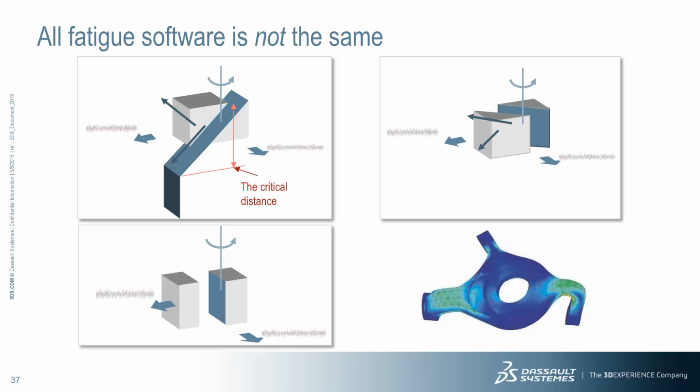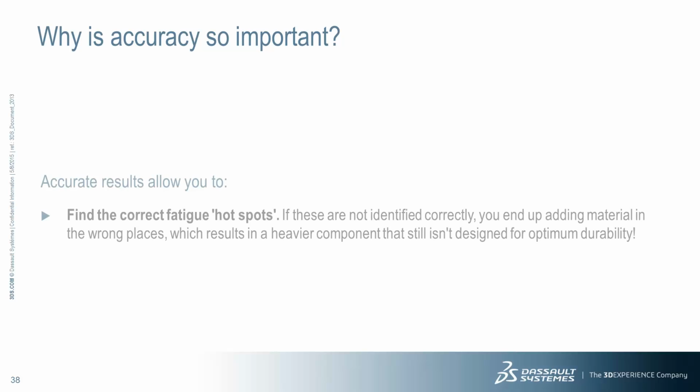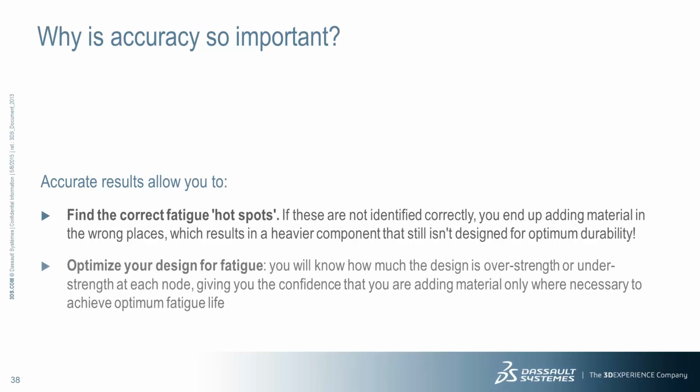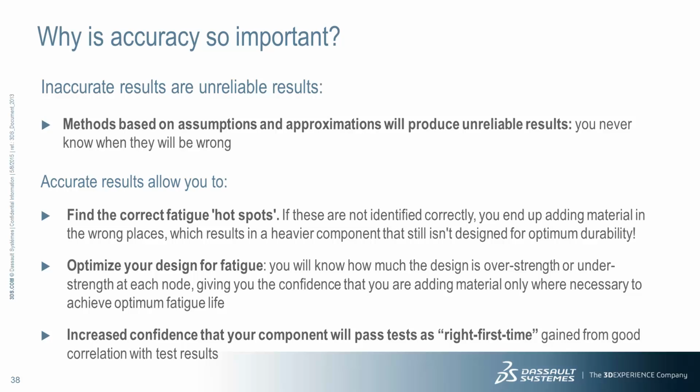Some of our competitors will tell you that accuracy is not possible or necessary, but we have shown that FESafe is an accurate code and why accuracy is vital. First of all, accurate fatigue life results allow you to find the correct fatigue hotspot and to optimize your design for fatigue, and to give you increased confidence that your design will be right the first time.